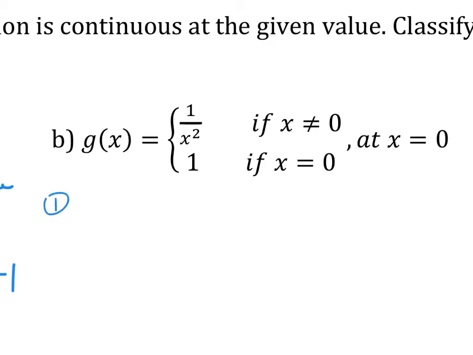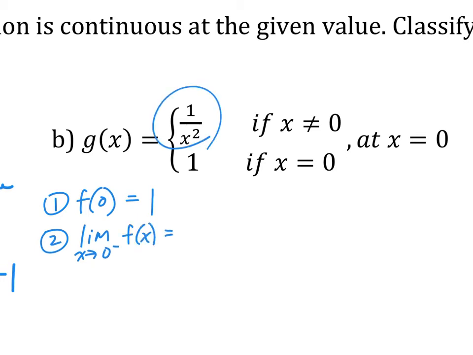All right, 3 conditions. G of 0 is 1. Number 2, what is the limit as x goes to 0 from the negative side? From the negative side, we are looking at this function 1 over x squared. We know that it is undefined at 0, but what's going on if you're getting close to 0 from the negative side? Close to 0 from the negative side, we're going to say something like negative 0.1, right? So 1 over negative 0.1 squared is 1 over 0.01, which is 100.